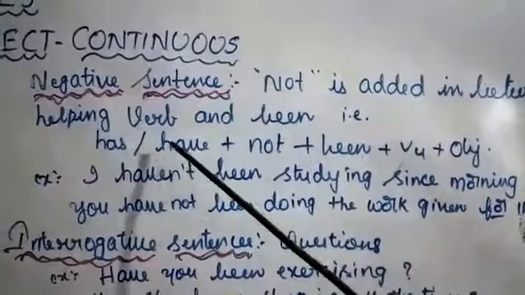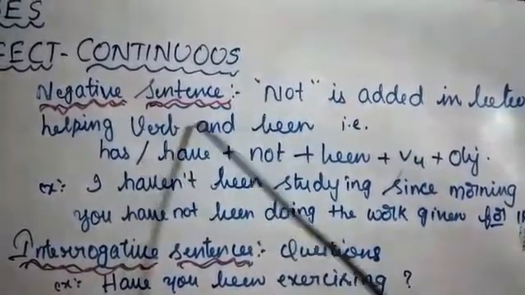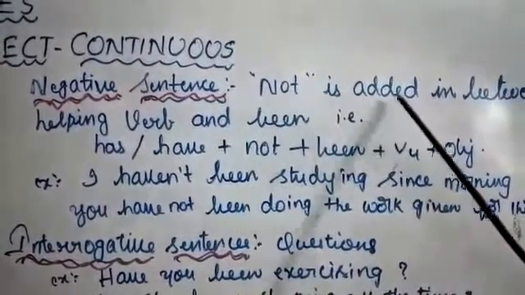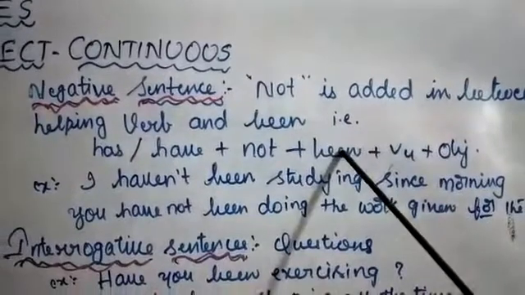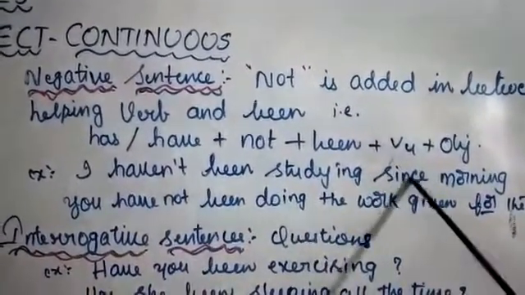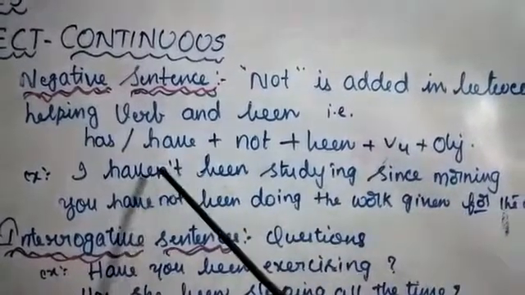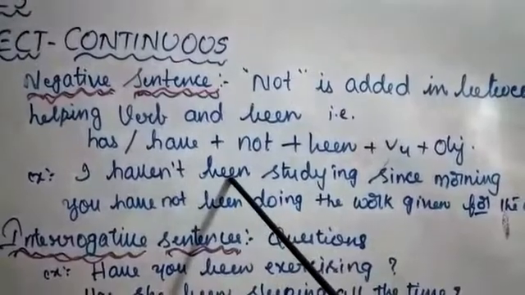So I will tell you, has or have are the helping verbs, isn't it? So this not is added in between helping verbs and been. See, for example, I have not been studying since morning. Not is added in between helping verb and been.